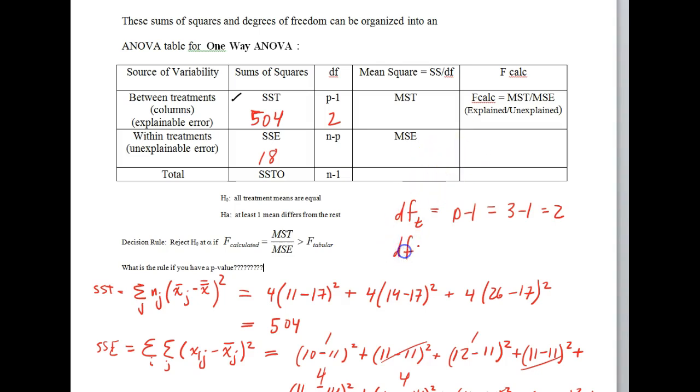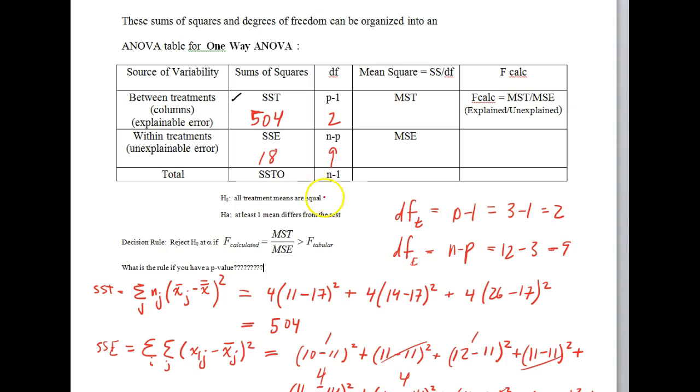And degrees of freedom within treatments, which is DFE, which is just going to be n minus p. So n is 12, that's the number of data points that we have, and then the number of treatments is 3, so 9. So we can come up with the SSTO one of 2 ways, one being an easy way, one being an extremely hard way. We're going to go with the easy way.